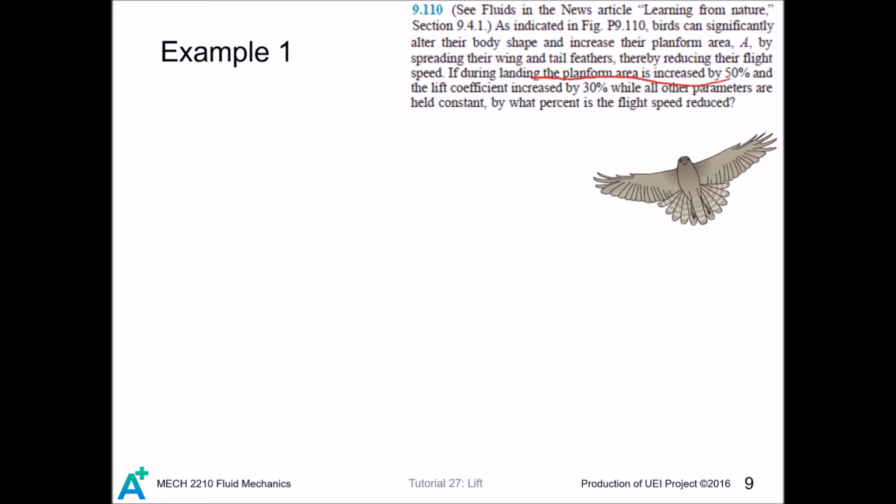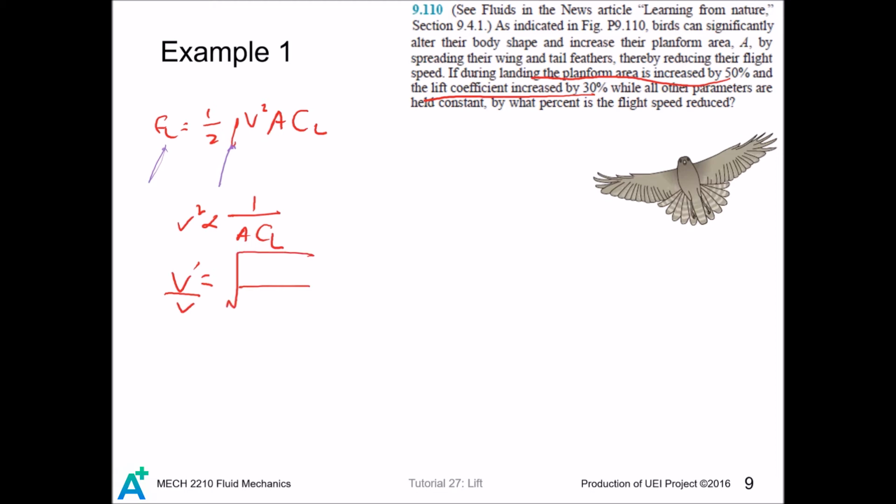Now the planform area is increased by 50%, and the lift coefficient is increased by 30%. So now we write down the expression for the lift. So these guys are held constant, and we get a 28.4% decrease.